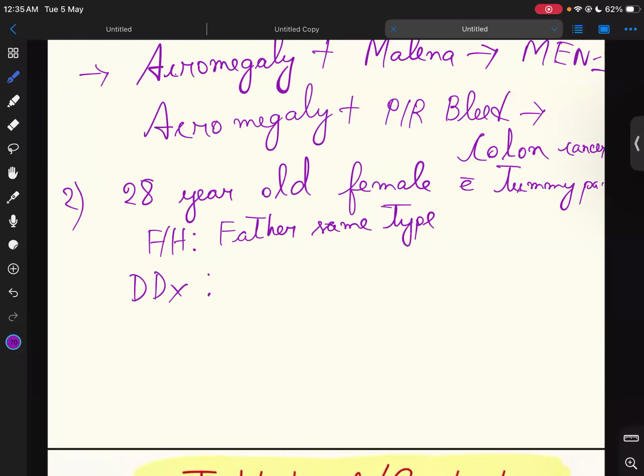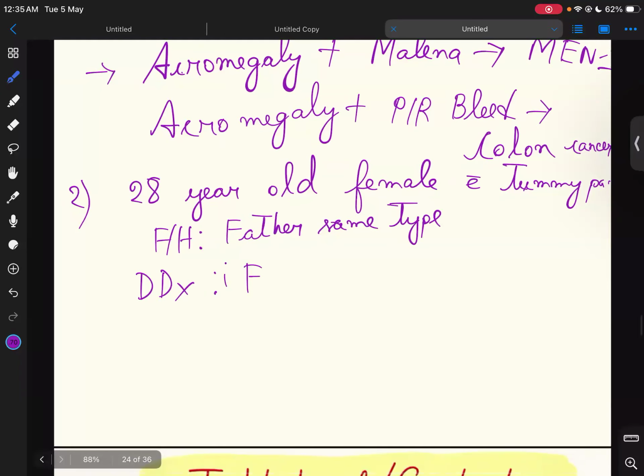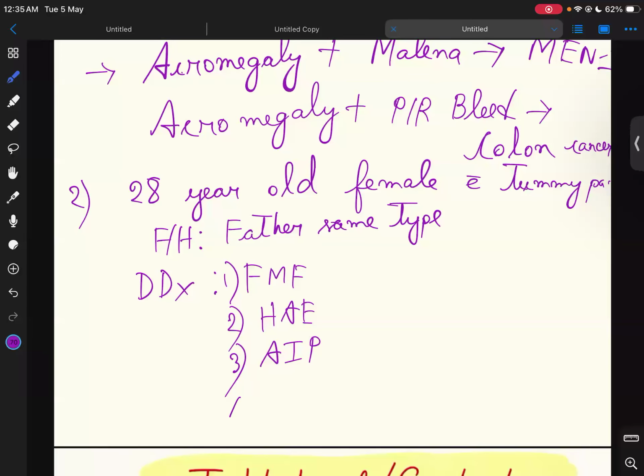Familial Mediterranean fever, wonderful. Hereditary angioedema, acute intermittent porphyria. Anything else, doctor? Acute intermittent porphyria, hereditary angioedema, and familial Mediterranean fever. But from your sense, can you remember any disease with some familial predisposition that also presents with tummy pain? Yes, Dr. Malik has given the right answer. It is ADPKD.